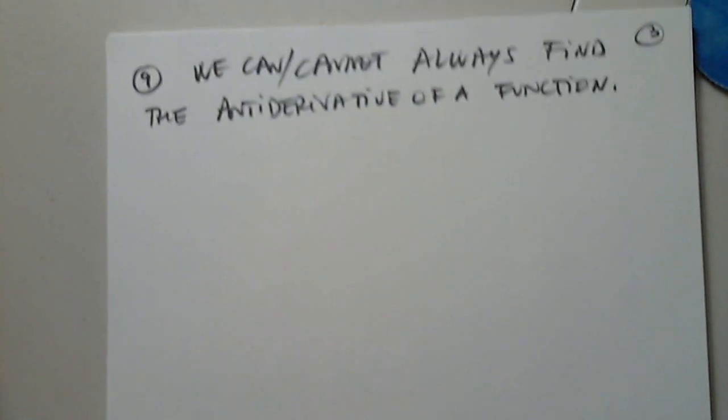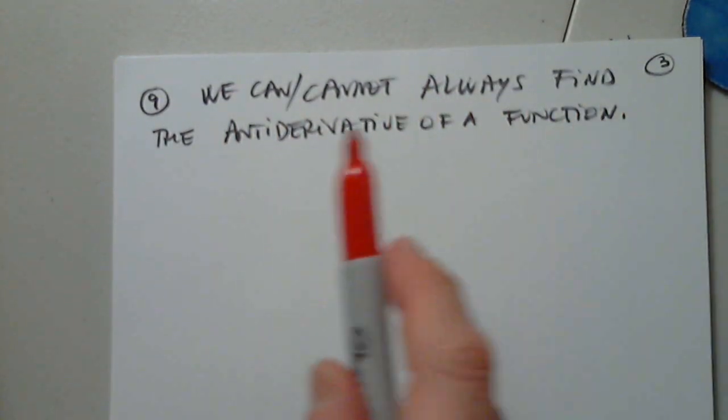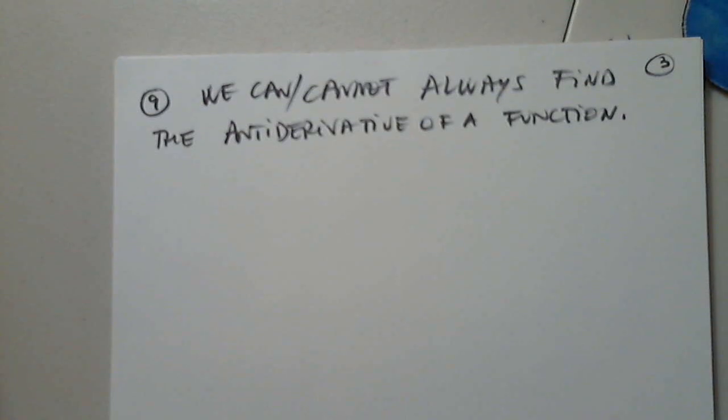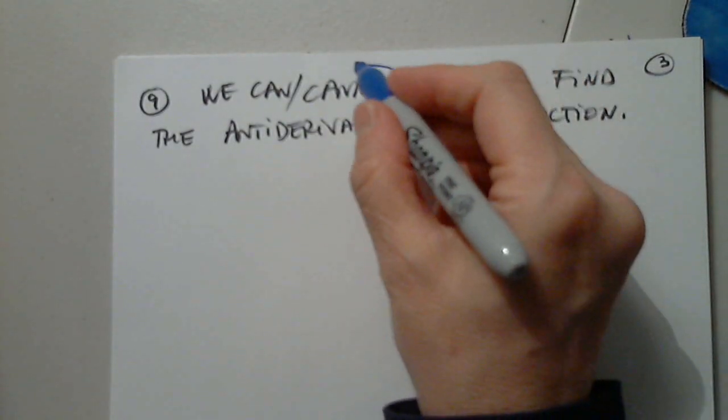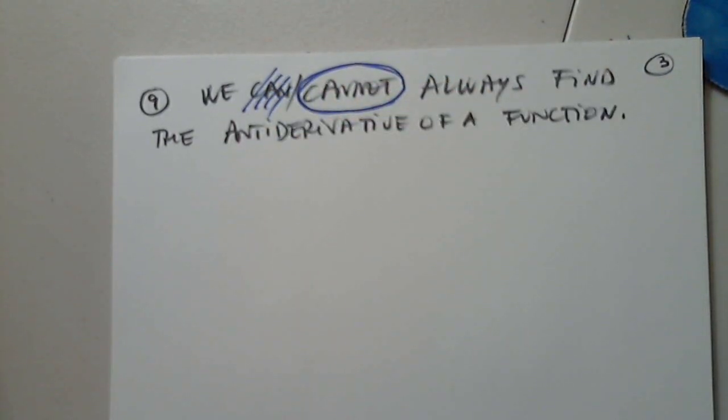Got it. Okay, last one. Can we always find the antiderivative of a function? We cannot always. Yes, that's the big problem. We wish we could, but it doesn't always happen.